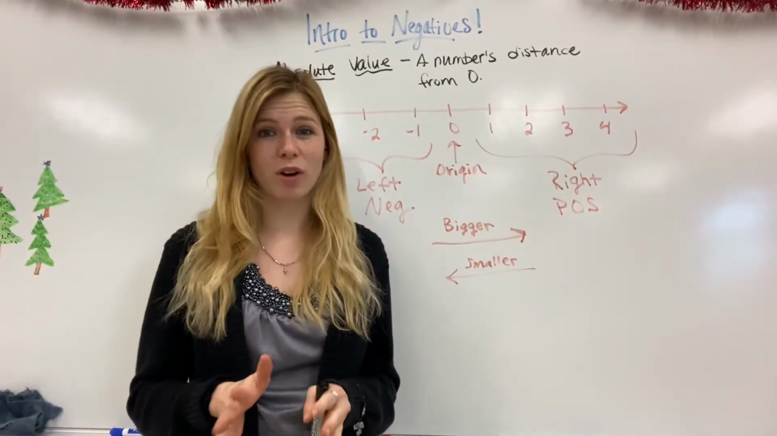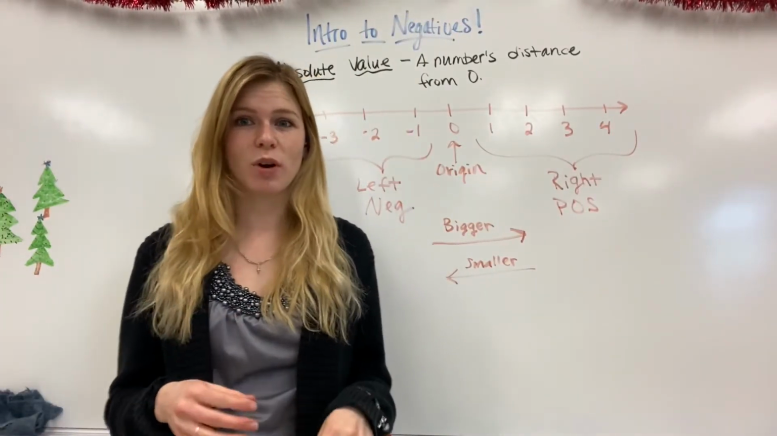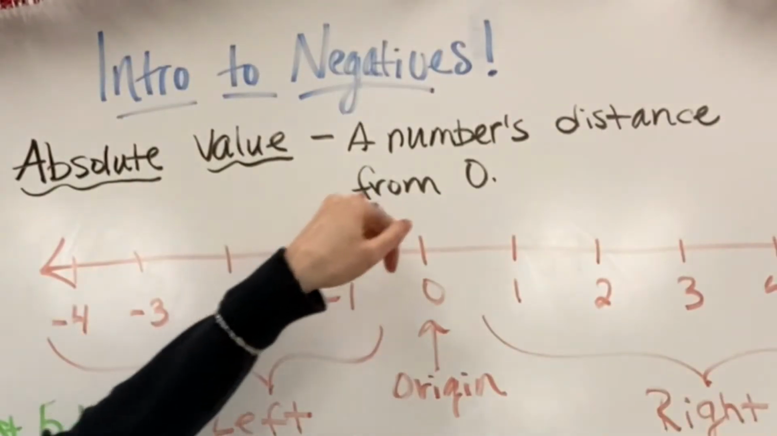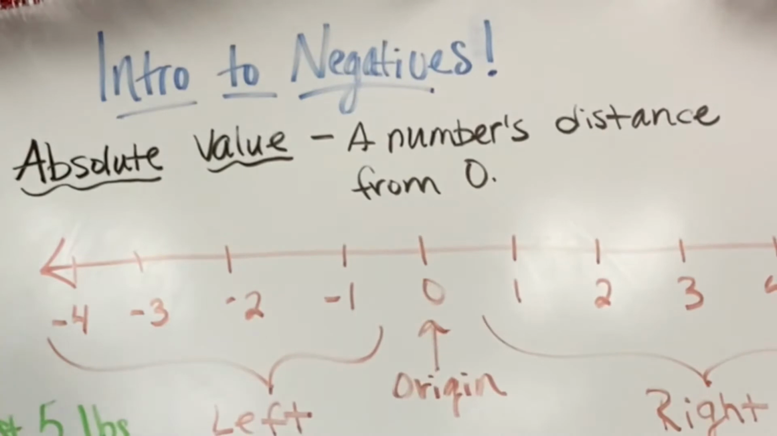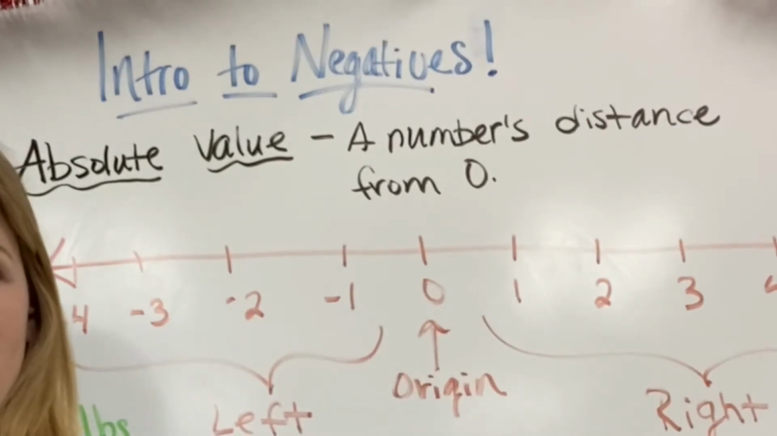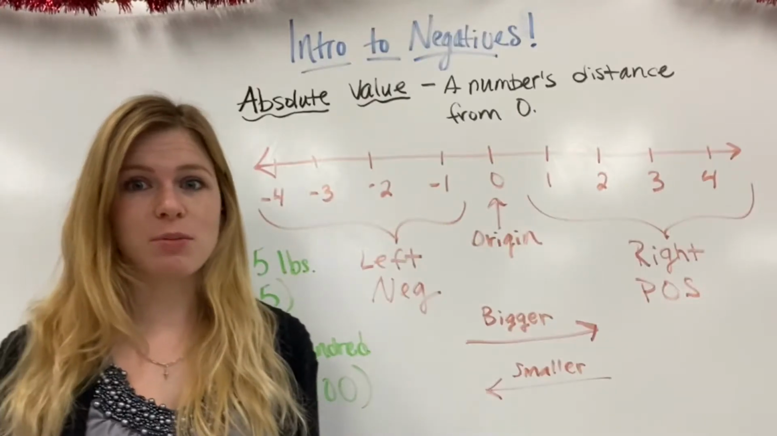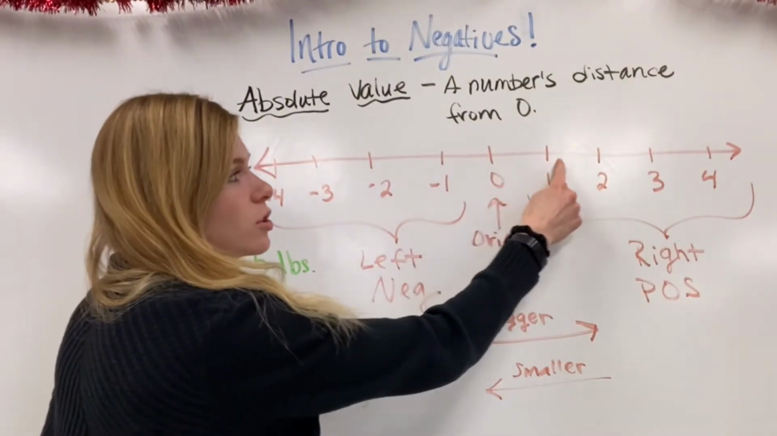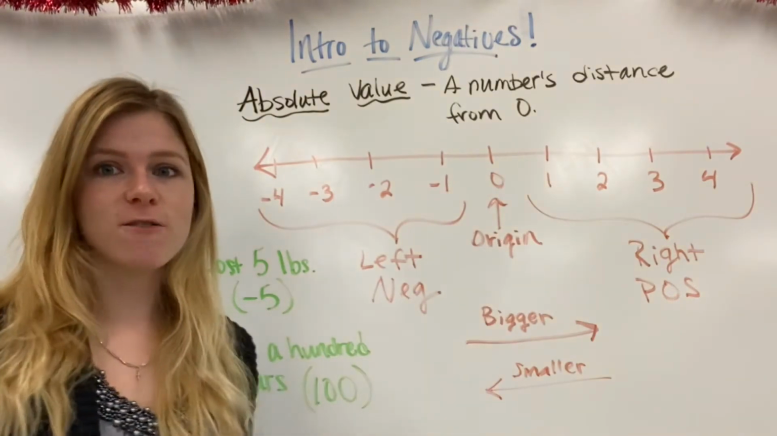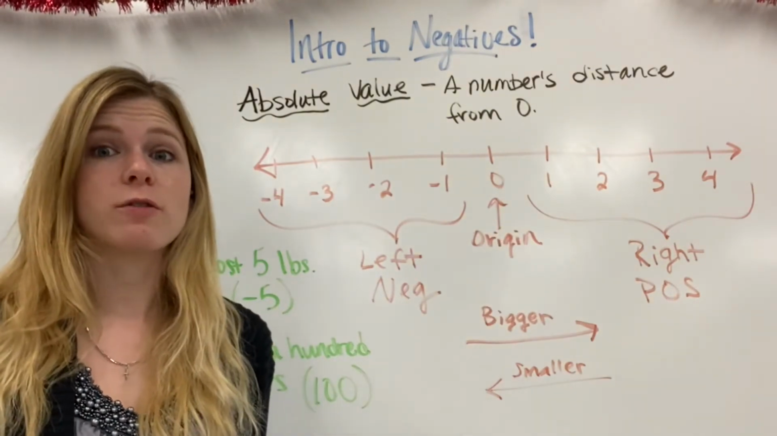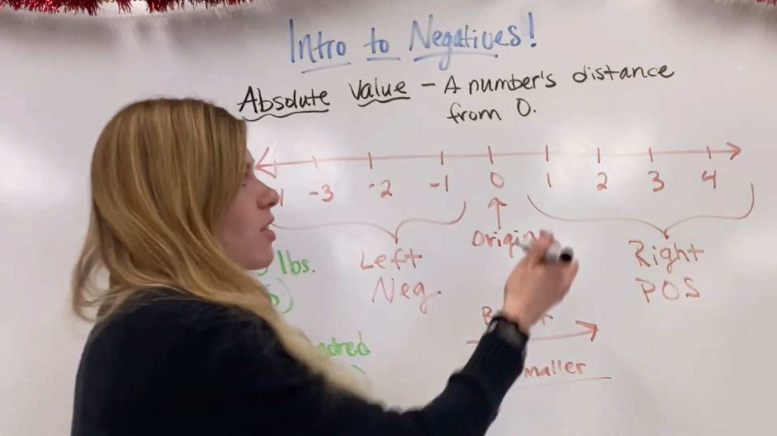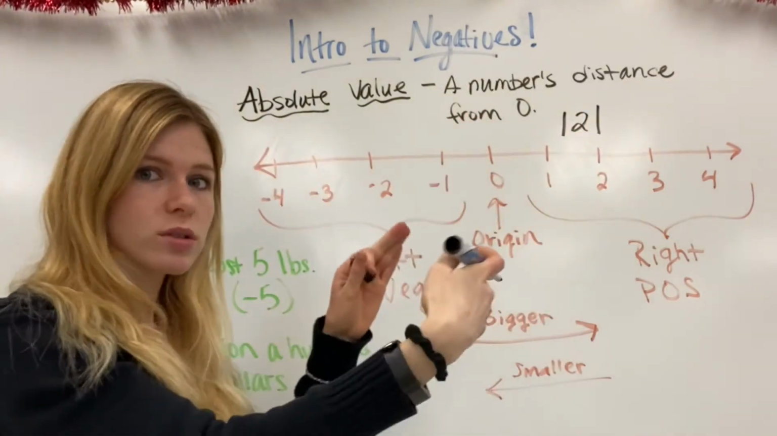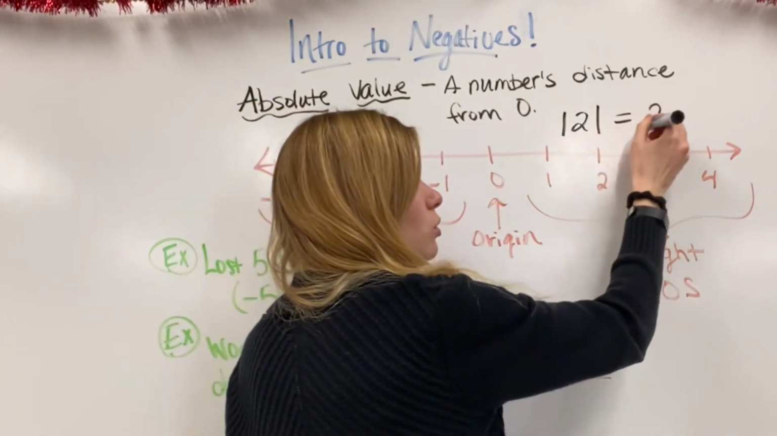One more key word that I want to talk about with integers is the word absolute value. The absolute value is a number's distance from 0 on the number line. Make sure you write that down. So if I were going to take the absolute value of the number 2, I know that 2 is 2 spaces away from 0 on the number line. So the absolute value of 2 is 2. The way I write that is with lines on both sides. The absolute value of 2 is 2.